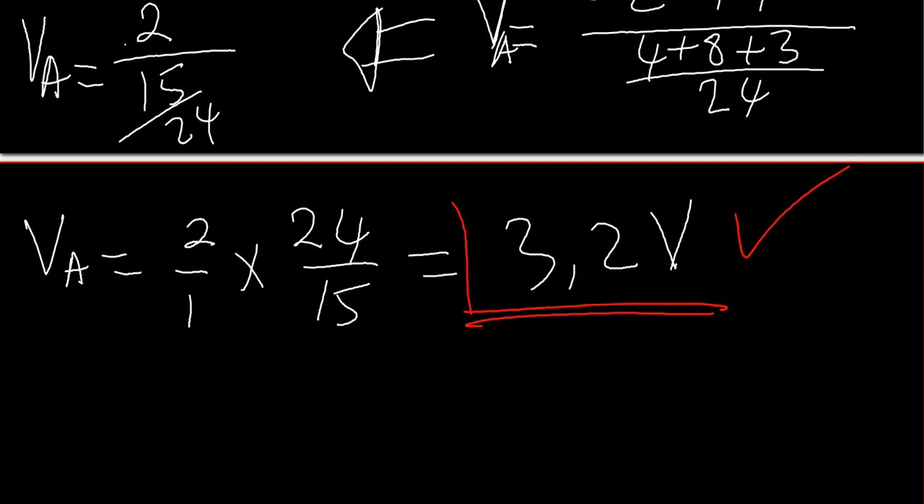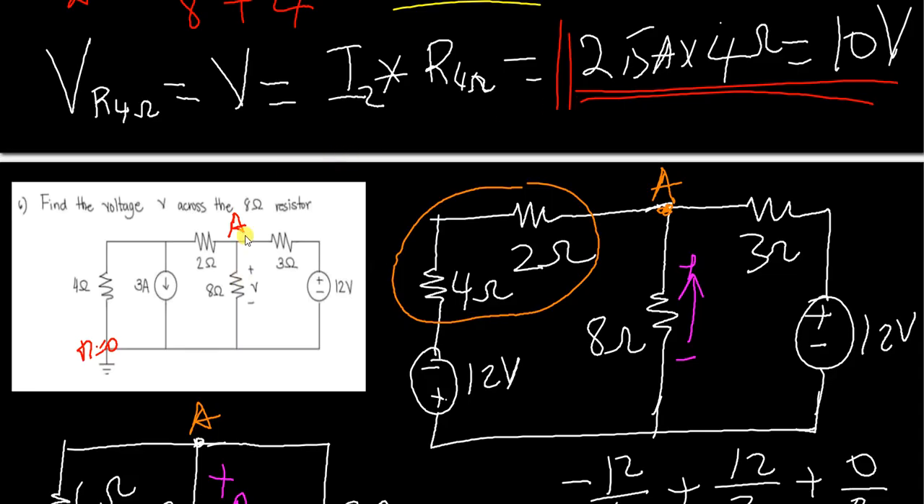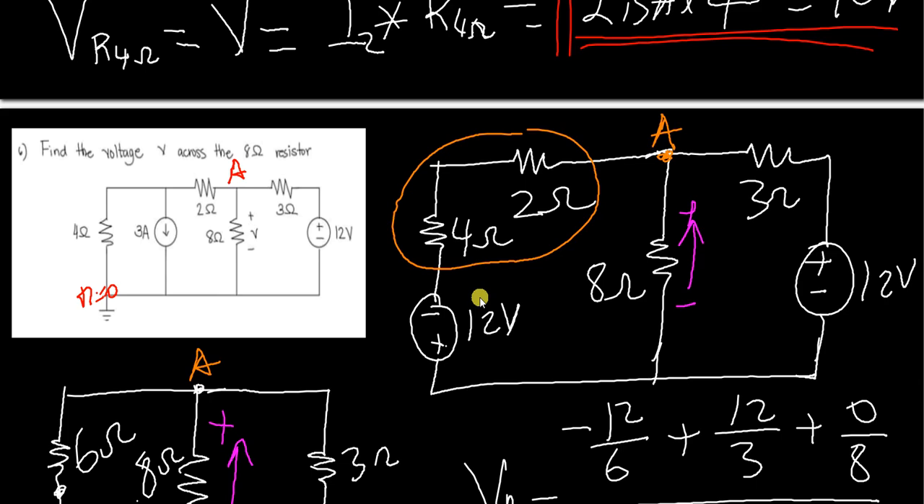So as we got VA equal to 3.2 volts, that voltage that we are looking for is here. VA will be equal to 3.2 volts, which is the same as the voltage across the 8 ohms resistor. The voltage that we are looking for is equal to 3.2 volts. Any question? I don't think so. Here V is equal to 3.2 volts.